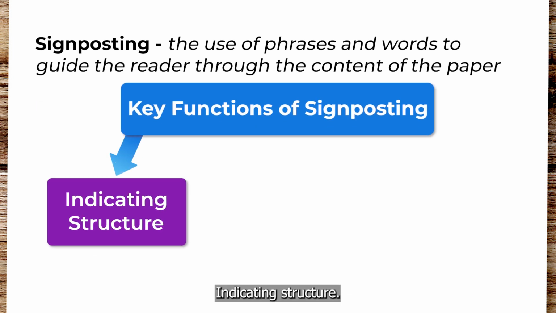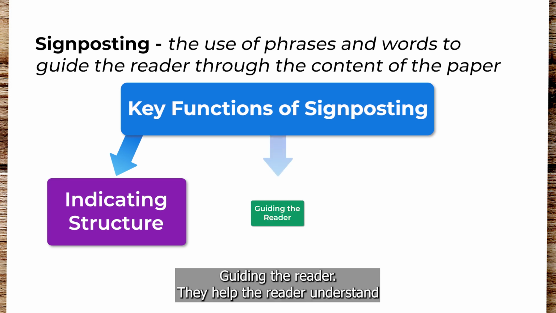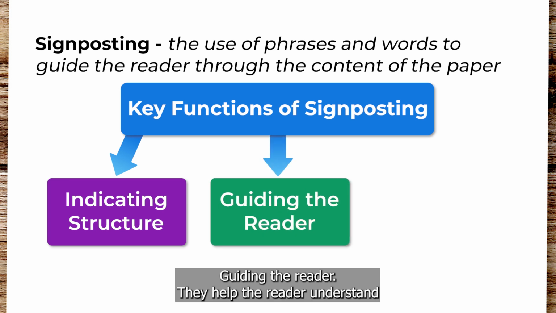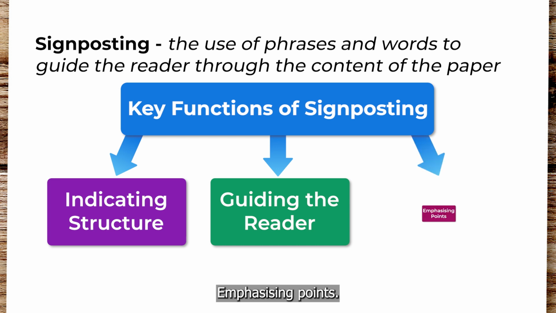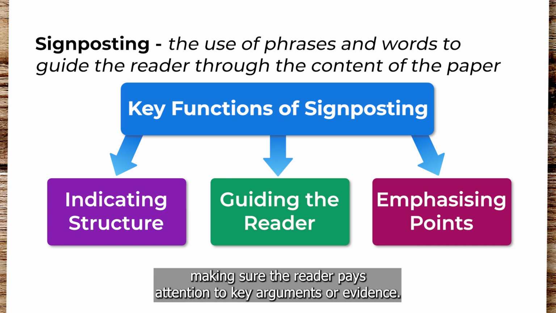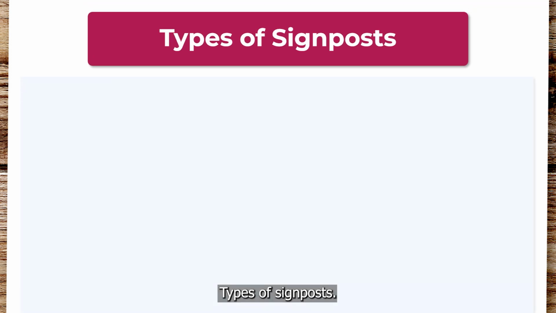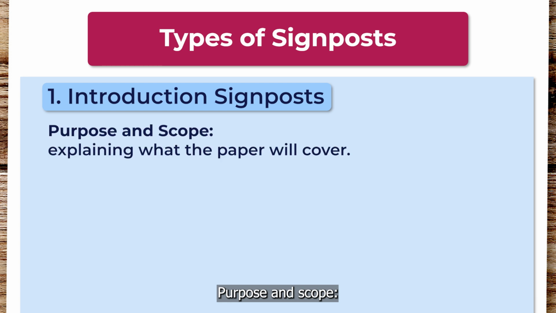Indicating structure. Signposts show the organization of the paper, outlining the main sections and how they are connected. Guiding the reader. They help the reader understand where they are in the argument and what to expect next. Emphasizing points. Signposts highlight important points or transitions, making sure the reader pays attention to key arguments or evidence. Types of signposts. 1. Introduction signposts. Purpose and scope, explaining what the paper will cover.